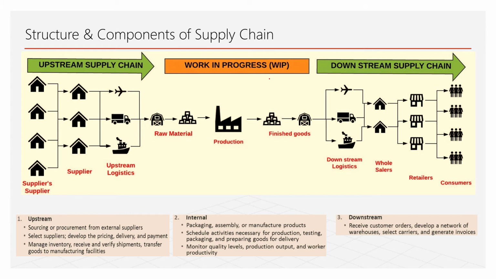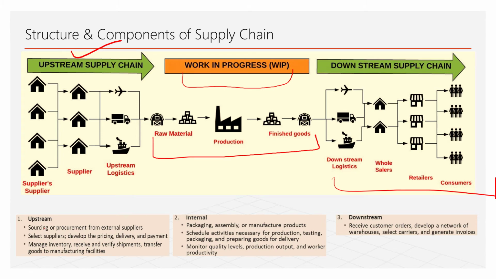Okay. Now, let's see what kind of structure or components are in a supply chain. As we have discussed earlier, in a supply chain the work in process inventory is basically the manufacturing part. On the upper side, this is the upstream supply chain, and this is the downstream supply chain. In the upstream supply chain, generally we are dealing with sourcing activity, or you can say procurement activities from the external suppliers. We are selecting the suppliers, developing the pricing, delivery times, payments, managing the inventory. These are the activities we usually do in the upstream supply chain.